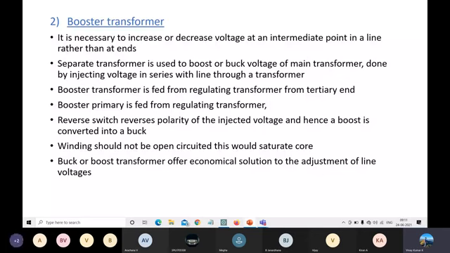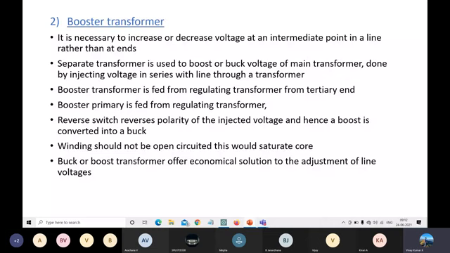Okay. So if you want to convert the booster transformer into a buck transformer, at that time you have to reverse the polarity of the switches. So at that time what happens? By reversing the polarity, the injected voltage is reversed, and hence a boost is converted into a buck. Okay. So the winding should not be open circuited. This would saturate the core.